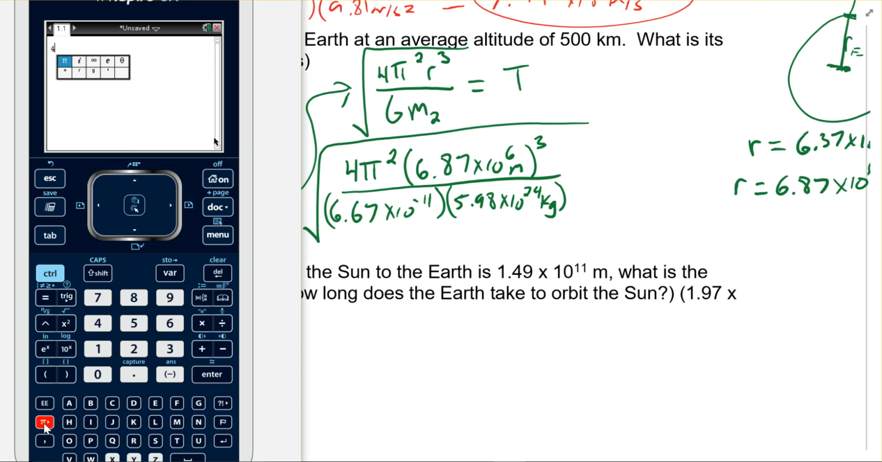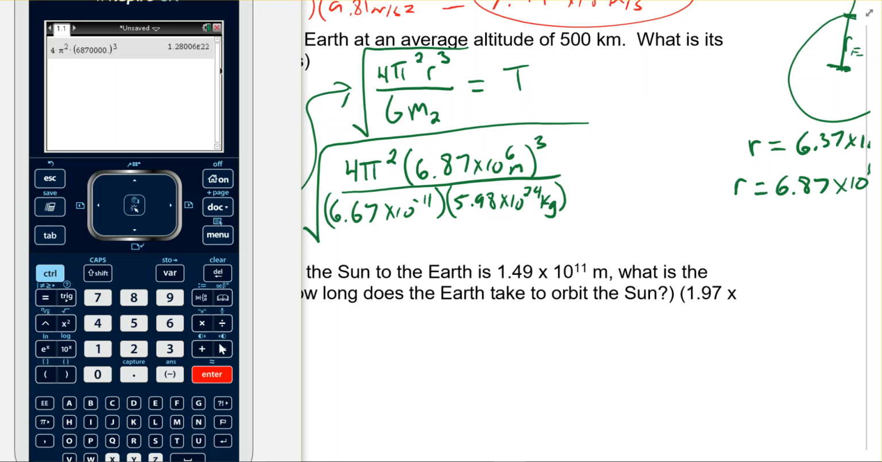So I would go 4, pi symbol's down there, so 4 pi squared, and then I could go times, and I'm going to put in brackets here, 6.87 e to the 6, and then on the outside of the brackets I'm going to go cubed, to the power of 3, and then I'm going to push enter. So that's that whole top part, right?